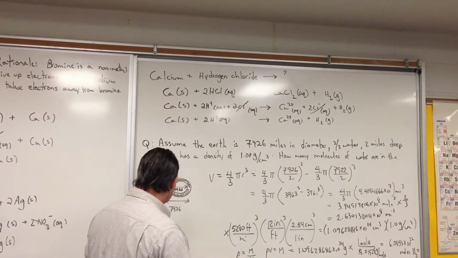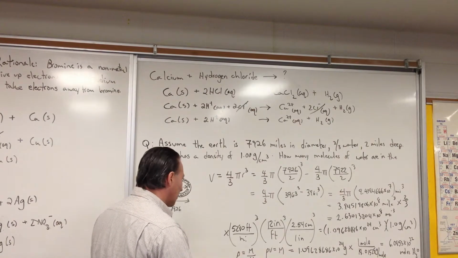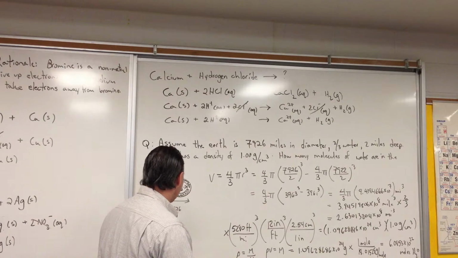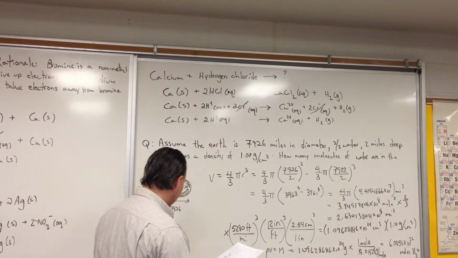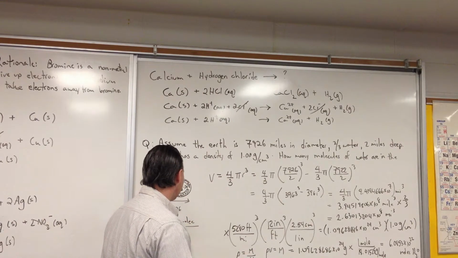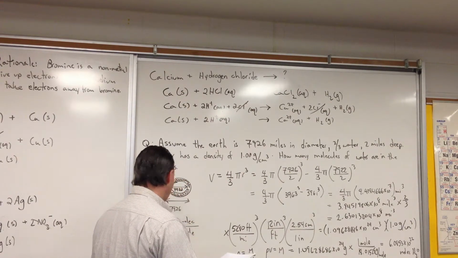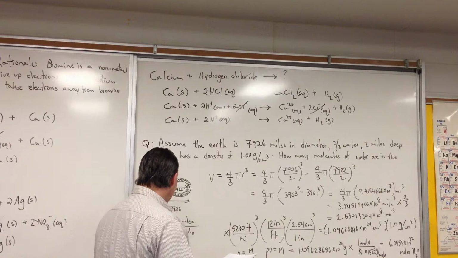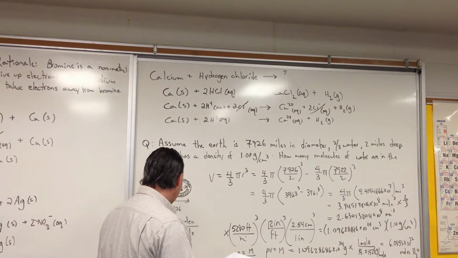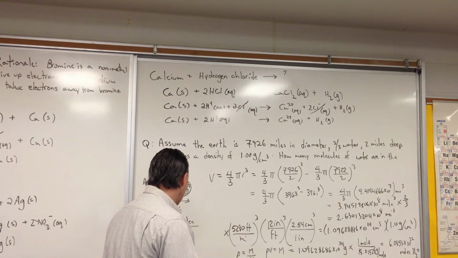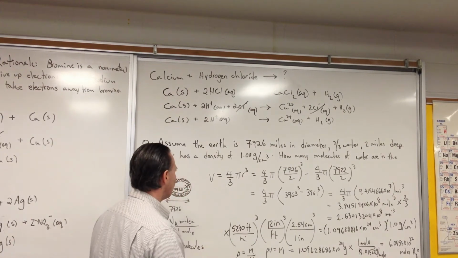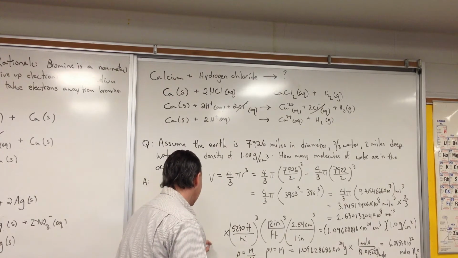Take that number, 6.08 times 10 to the 22 times Avogadro's number of molecules per mole, and there are 3.66 times 10 to the 46 molecules of water in the ocean.